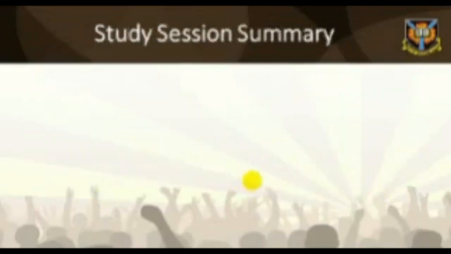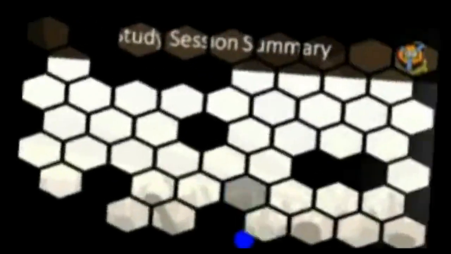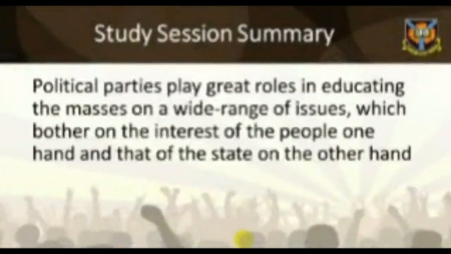Study session summary. In this study session, you learned that political parties are essentially established to present candidates for the acquisition of political offices. Seeking for people's mandate or competition for political power is the basic function performed by political parties. Political parties play great roles in educating the masses on a wide range of issues which border on the interests of the people on one hand and that of the state on the other hand.